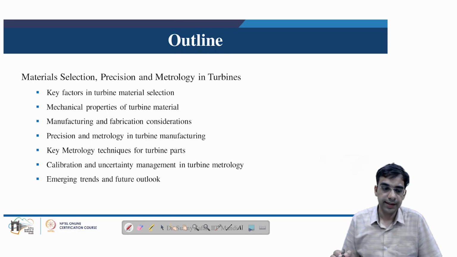So the outline of this lesson will be as follows. We will start material selection, precision and metrology in turbines. We will discuss key factors in turbine material selection. We will discuss the mechanical properties of the turbine material, manufacturing and fabrication considerations. We will look at precision and metrology in turbine manufacturing. We will look at key metrology techniques for turbine parts. We will look at calibration and uncertainty management in turbine metrology. And we will conclude the lesson with looking at the emerging trends and future outlook in this aspect.